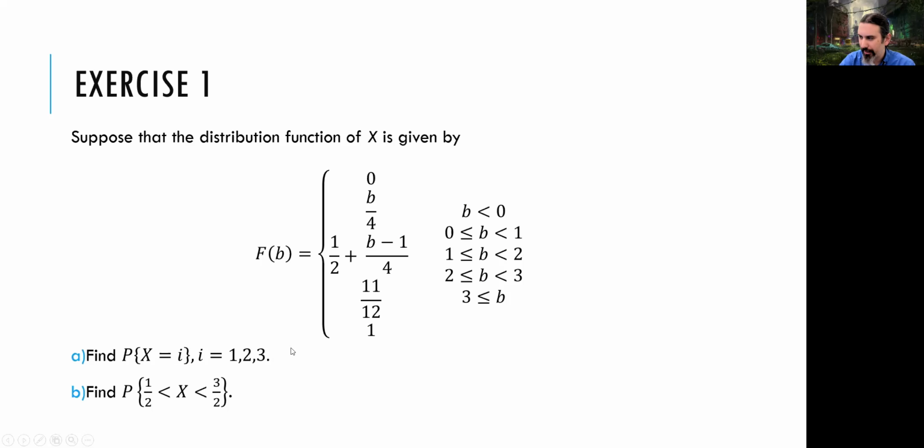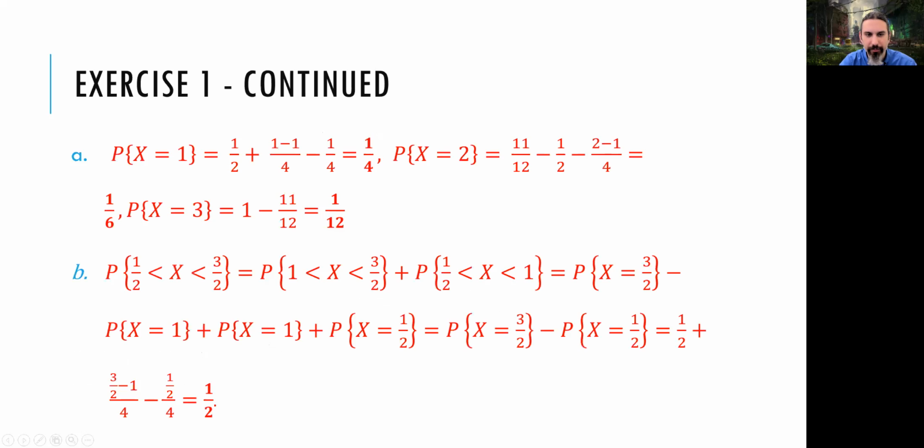And for 3, again, I'm going to have to check 3 as well. There are no calculations here. I'm just going to take the difference between 1 and 11 over 12, which is 1 over 12. So as you can see, we have 1 over 4 for x is equal to 1, 1 over 6 for x equal to 2, and 1 over 12 for x equal to 3.